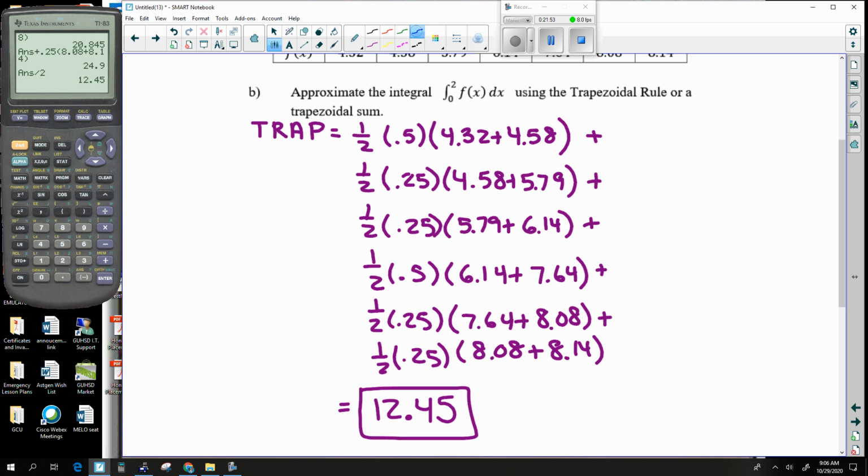Okay, so in essence, right now, that's how we know how to do integrals. Is the area under a curve.